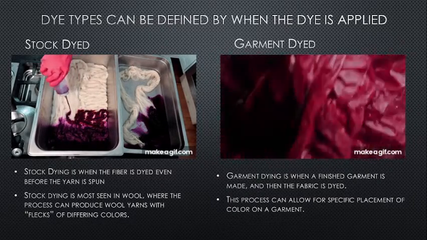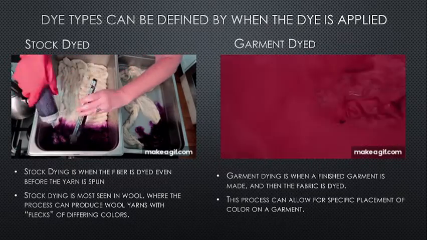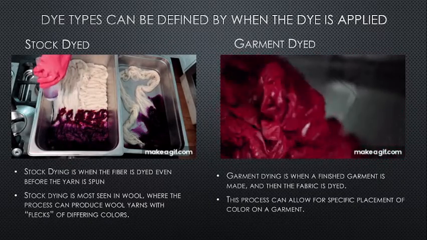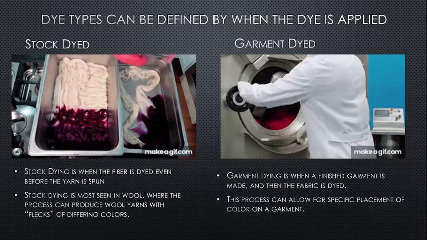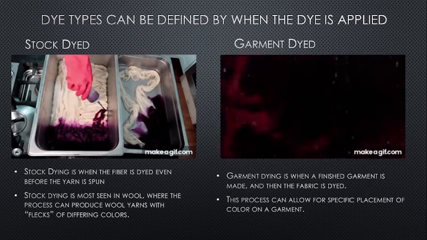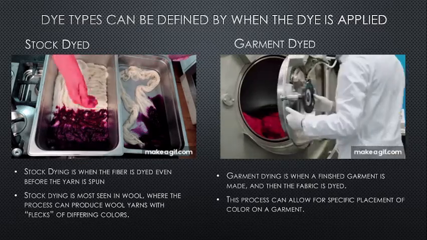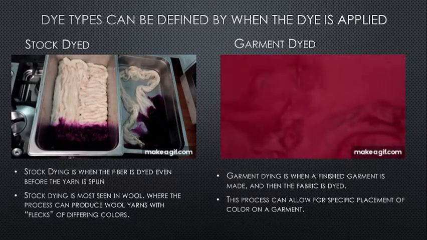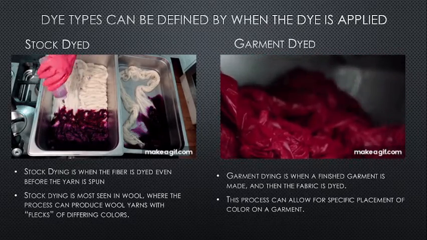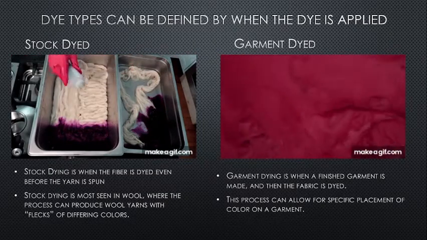The last type of dye process is garment dyeing. Garment dyeing is when a finished garment is made and then dyed. This process can allow for specific placement of color on a garment or solid color all over the garment. In the GIF on the right, we can see clothing being loaded into what looks like a very large washing machine. It's very similar to a washing machine, as you can see, but instead of washing the clothes, dye is added.